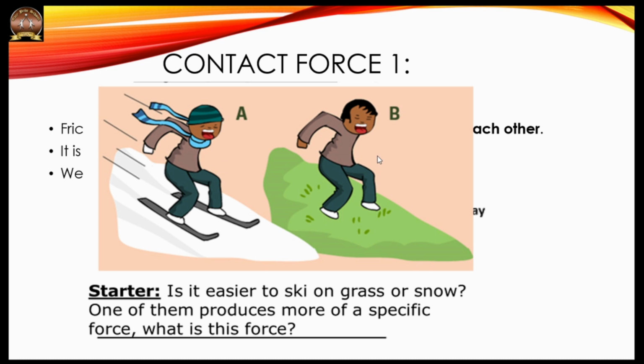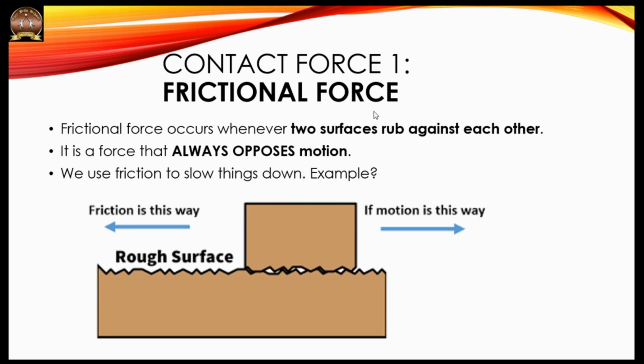Now let's learn about certain contact forces. Look at the picture. Is it easier to ski on grass or on snow? One of them produces more of a specific force, and what is this force? Well, it is definitely easier to ski on snow rather than on grass. And this is because grass produces more of a force called frictional force.